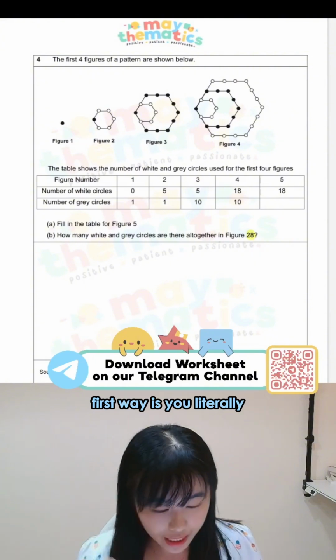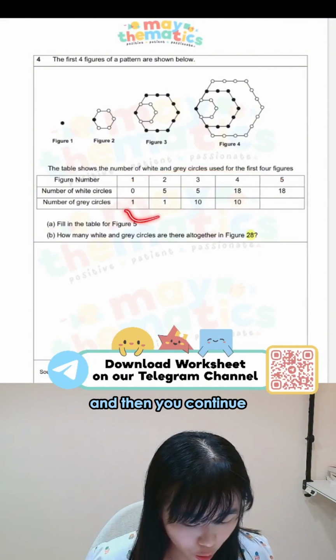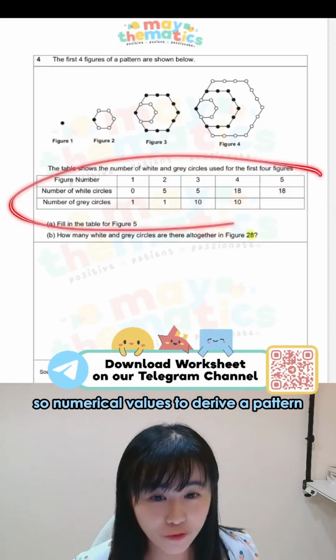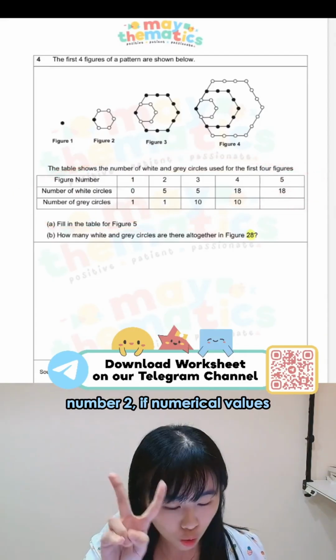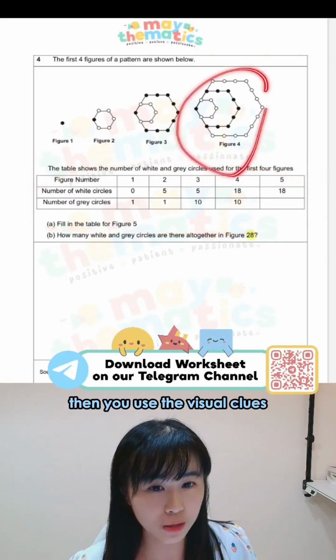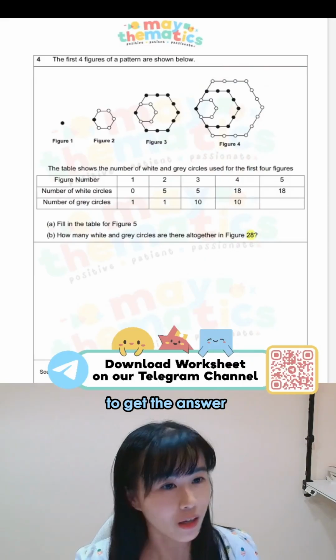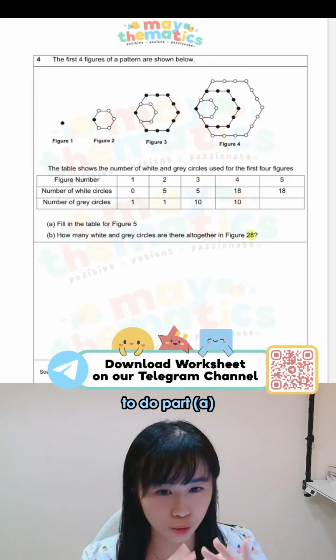First way is you literally derive a pattern here and then you continue. So numerical values to derive a pattern. Number 2, if numerical values you don't understand how to derive a pattern, then you use the visual clues, try to draw out the figure 5 to get the answer. Okay, so those are the 2 methods every time to do part A.